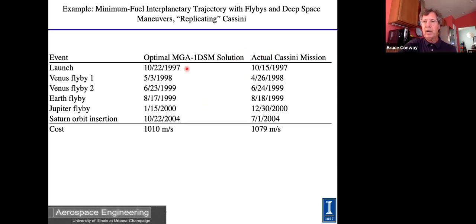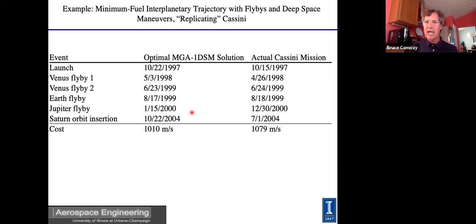The launch date that our optimizer comes up with is within a week of the actual. The first Venus flyby is also within about a week of the actual. The second Venus flyby is just 1 day different from the actual. The Earth flyby is also just 1 day different from the actual. The Jupiter flyby, however, is almost 2 weeks different, and the Saturn orbit insertion is substantially different.